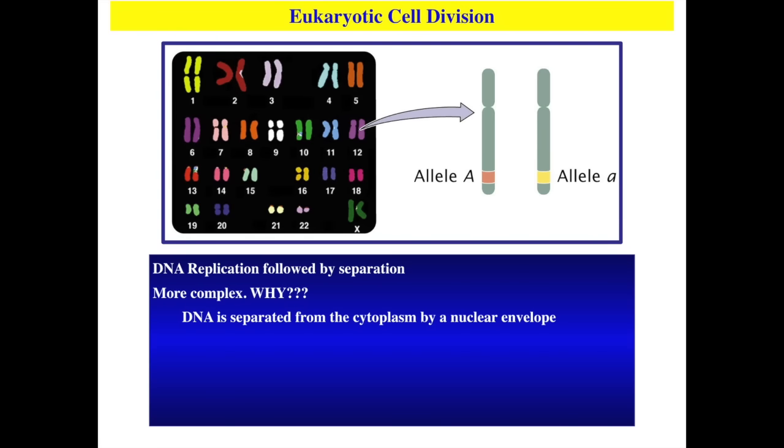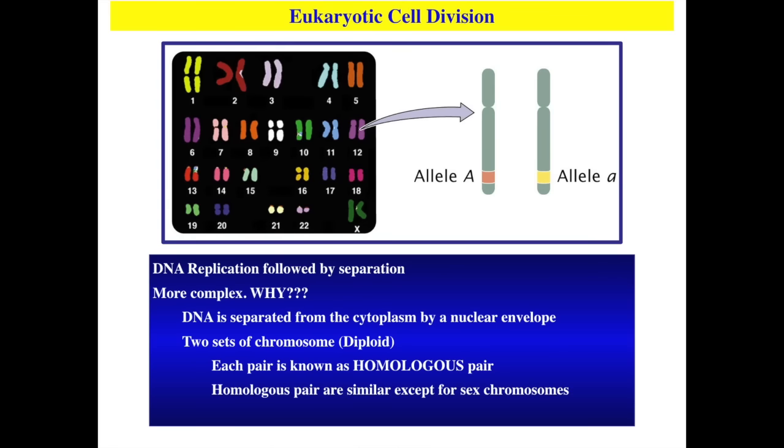DNA is separated from the cytoplasm by a nuclear envelope in eukaryotes. There are two sets of chromosomes, as you can see above, with the human set of chromosomes, that you can see that there are 23 pairs of chromosomes above, each containing potentially different alleles of the many genes on each chromosome. Each pair of chromosomes is known as a homologous pair. Homologous pairs are nearly identical except for the sex chromosomes.